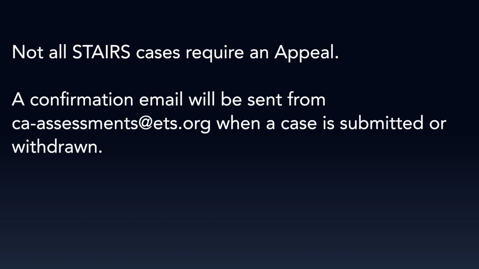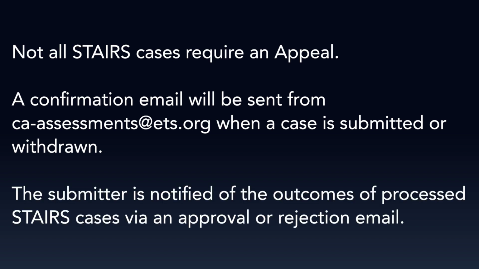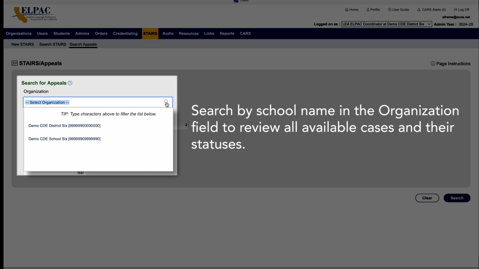A confirmation email will be sent from CA-assessments@ets.org when a case is submitted or withdrawn. In addition, the submitter is also sent an approval or rejection email when the appeals related to the STAIRS case are processed. If you search by school name in the organization field, you can review all available cases and their statuses. This can help with managing your LEA, following up on cases that may be drafted and not yet completed, or keeping coordinators updated regarding specific appeals.